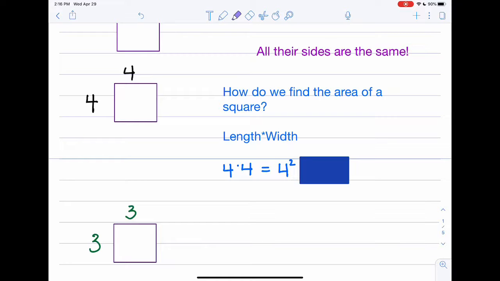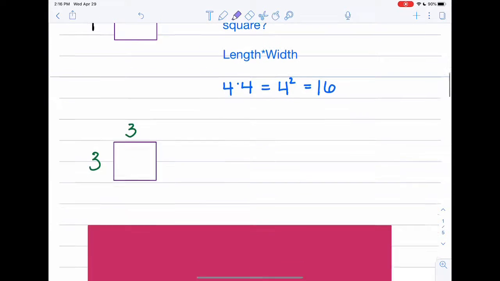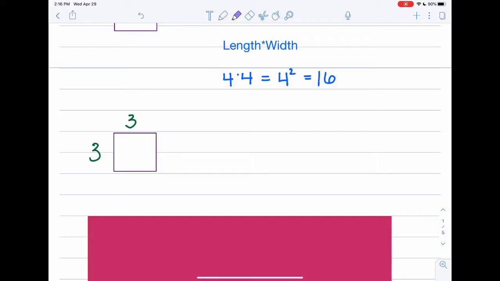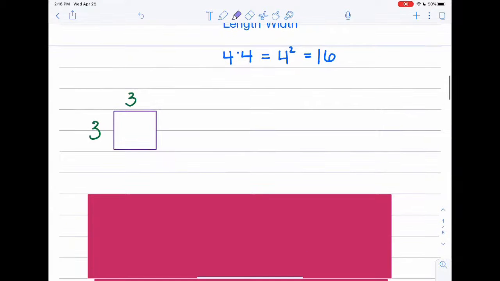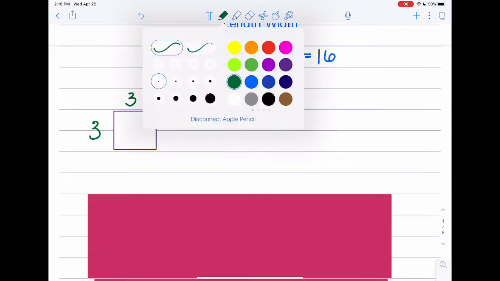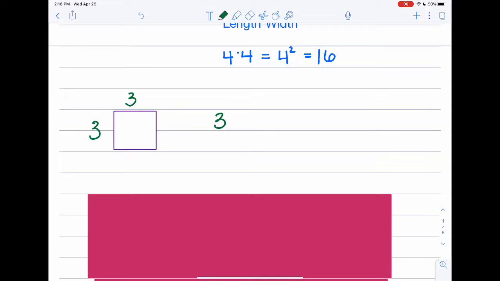And 4 squared is equal to what? 16. Awesome. Let's go ahead and look at another example. Let's say I want to find now the area of this square. So let me grab my marker. So 3 times 3. I can rewrite that as 3 squared, which is equal to 9.